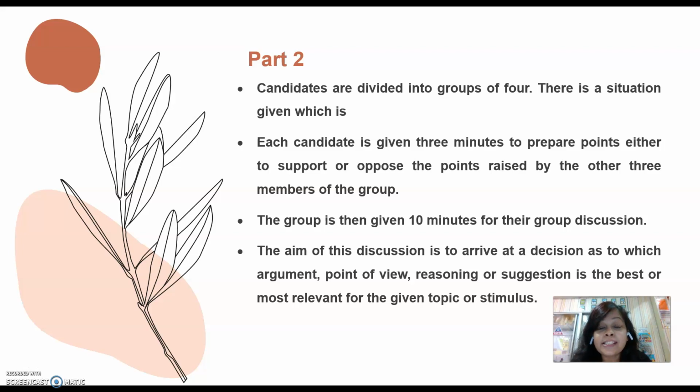Candidates in part two are divided into groups of four, and there is a situation that is given. You prepare for 3 minutes, like what I told you earlier, and then you are given 8 to 12 minutes for your group discussion. The aim of this discussion is to arrive at a decision as to which argument, point of view, reasoning, or suggestion is the best or most relevant for the given topic or stimulus.